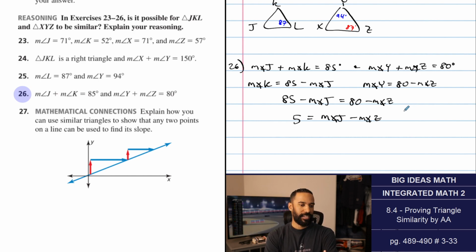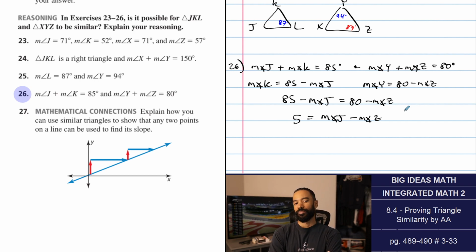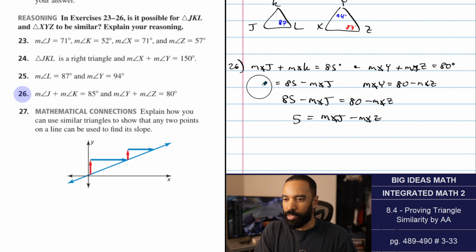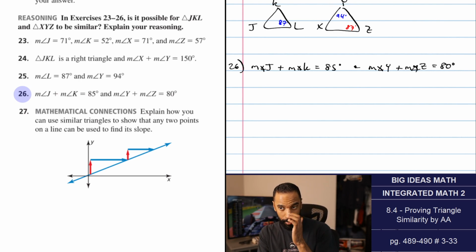If J and K equaled 85 when added together, Y and Z were 80 when added together, that would mean all sets of angles would be acute. Okay. I'm going to say this isn't possible. Sorry that I worked this. I don't think any of this mattered. I'm going to say this isn't possible. Here's where I'm going with this.